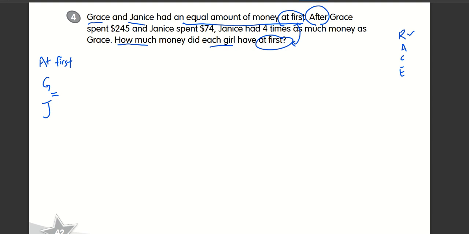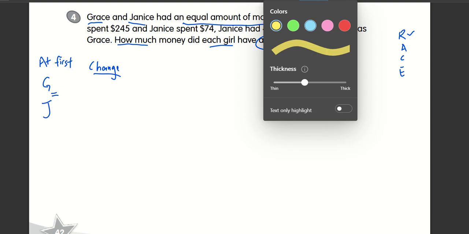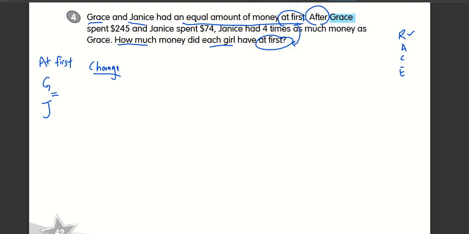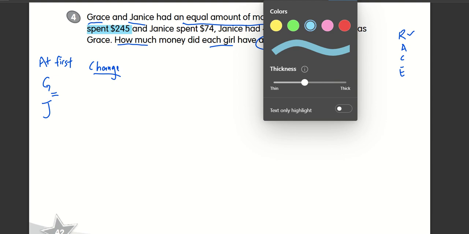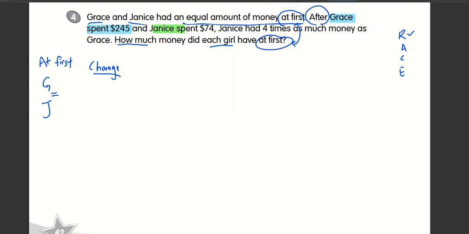Then something happened. Okay, we can call that a change. In this something that happened, we have Grace spending a certain amount of money, and then we have Janice spending a certain amount of money. Okay, I can write it down as a quick note. This is at first. They are equal at first. That's the relationship of the two of them at first. The change is that Grace spends some money, and then Janice spends some money as well.